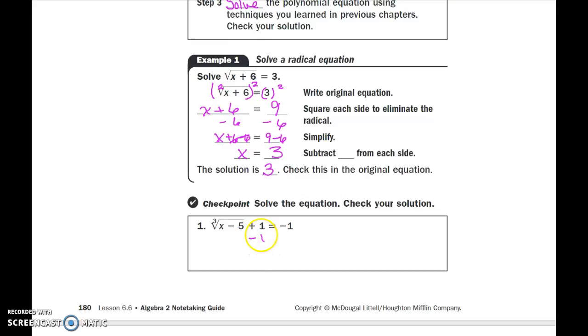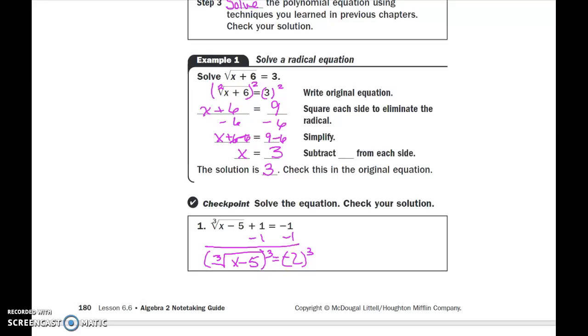Okay, so I'm going to take care of this little example checkpoint that you did down here. So I start by subtracting 1 because I want to isolate that radical. And then the inverse of cube root would be to cube. So I'm going to cube both sides. And be really careful with that negative 2.